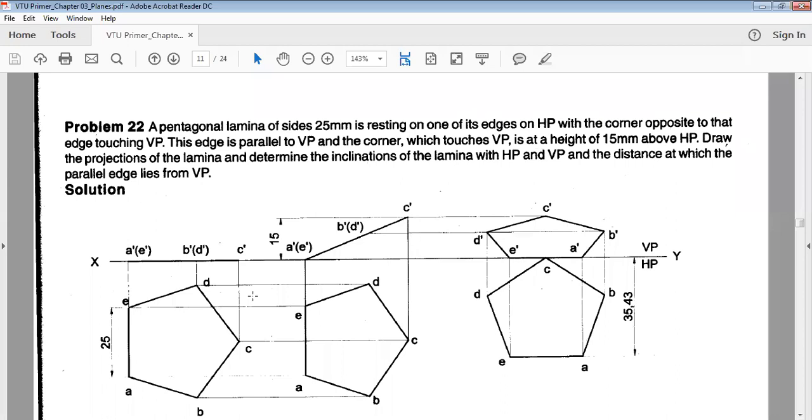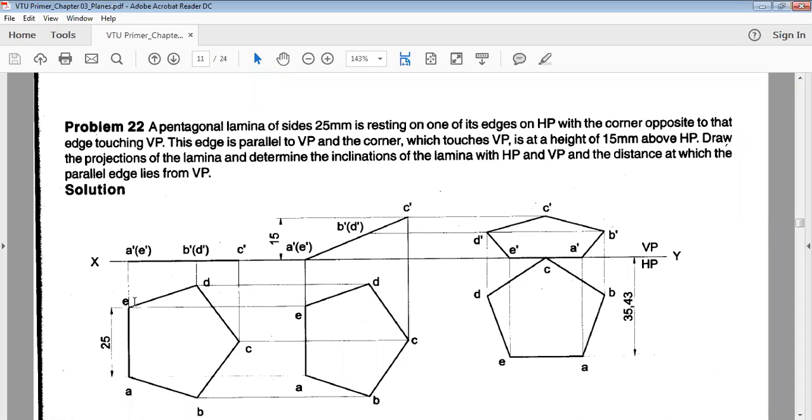It is given. The corner which touches VP is at a height of 15 mm above HP. Draw the projection of the lamina and determine the inclination of the lamina with HP and VP. We are supposed to find it. The distance at which the parallel edge lies from VP is also what we are supposed to measure. So what is being given in the problem is that it is resting on one of its edges in such a way that this corner is touching the VP, and also the edge is parallel to VP.